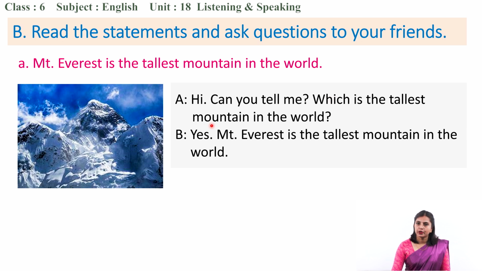Which WH word has been used? Which. Okay, because there are many mountains you see. Mount Everest, Mount Makalu, Mount Annapurna. Likewise, can you name some others? Okay, yes, Mount Lhotse, very good. Mount Kanchenjunga, very good. So among all those mountains, we have one mountain which is regarded as the tallest mountain in the world, and that is Mount Everest. So which is the tallest mountain in the world? Mount Everest is the tallest mountain in the world.